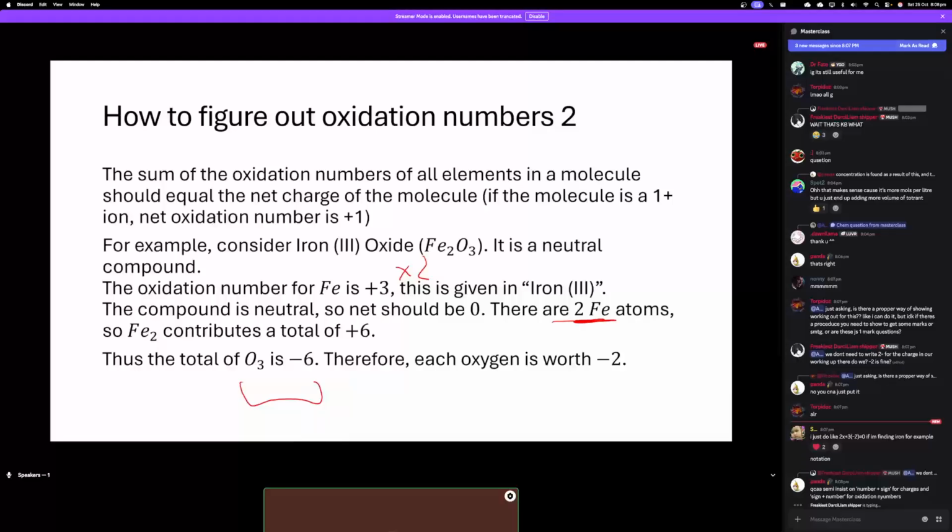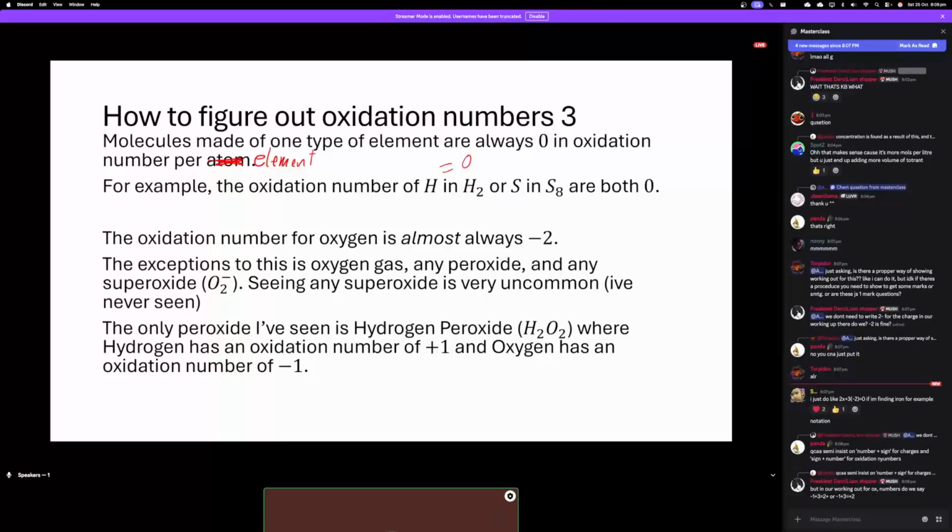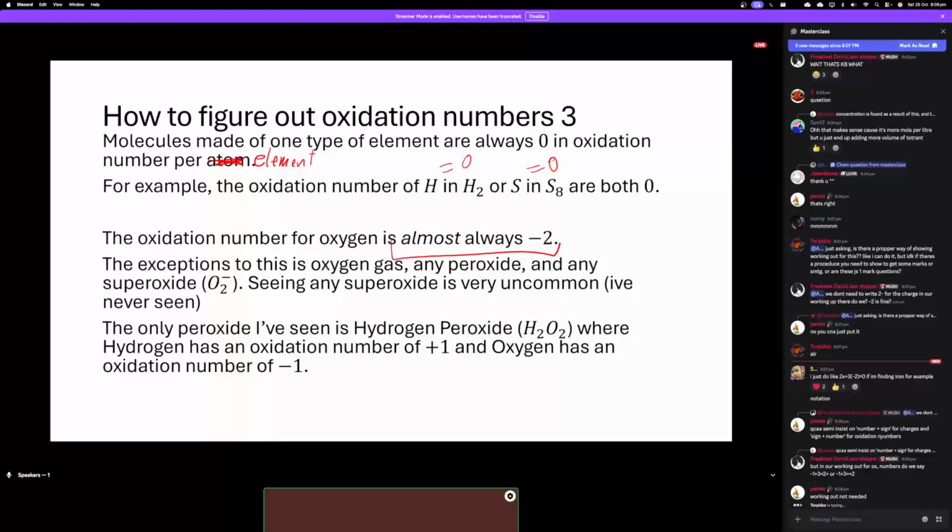O3 must be -6, so each oxygen is -2. Molecules made of one type of element are always 0 in oxidation number for each element. For example, the H in H2, each H is 0. The S in S8, each S is 0. The oxidation number for oxygen is almost always -2. Almost always.